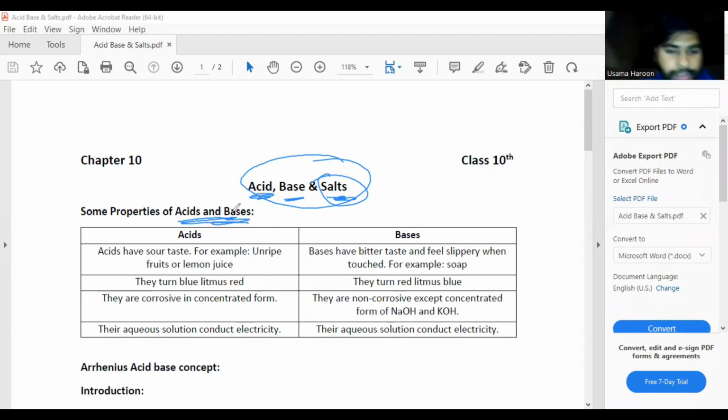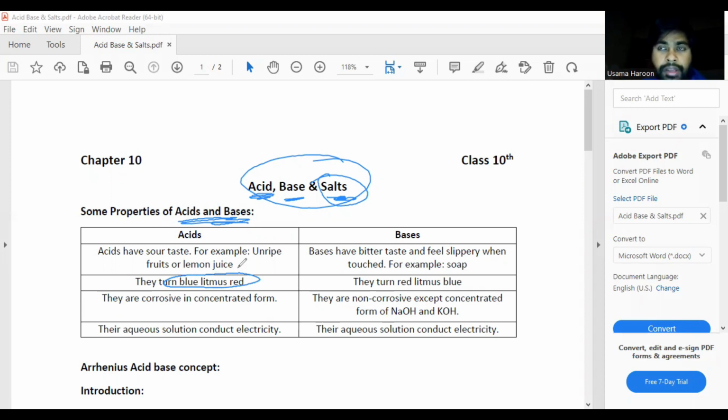Acids have a sour taste, for example, unripe fruits or lemon juice. On the contrary, bases have a bitter taste and they feel slippery to touch, like soap. Acids turn blue litmus to red. This is the property of acids. Litmus is basically a solution or a litmus paper. Whenever we dip blue litmus paper into an acidic solution, it will turn red.